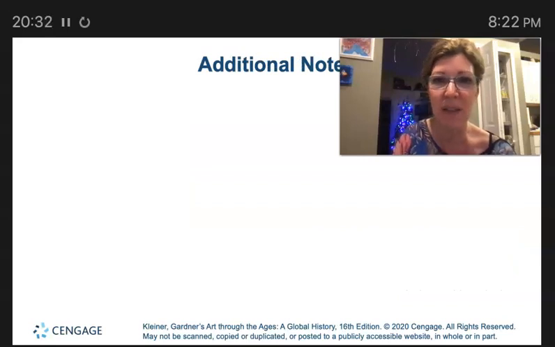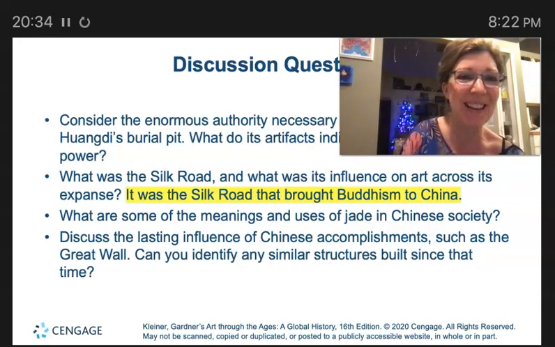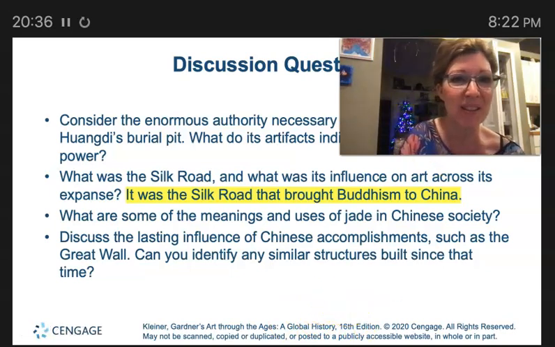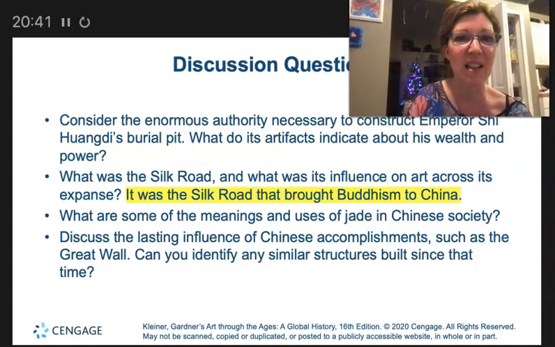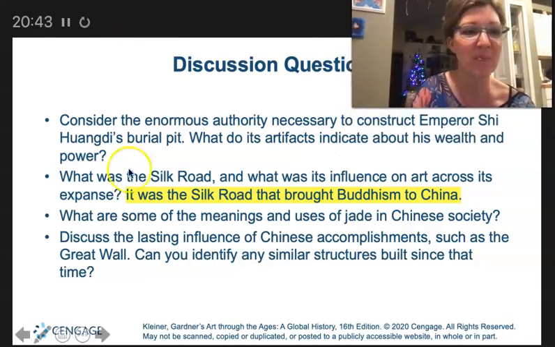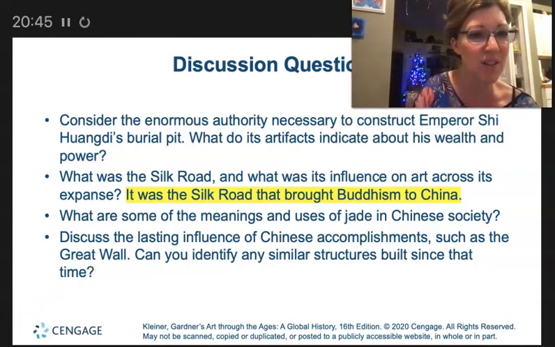Oh, I didn't have any additional notes. Whoops. Okay, and then discussion questions if you're interested. And I've highlighted a really important one right there. Okay, that's it for Ancient China.